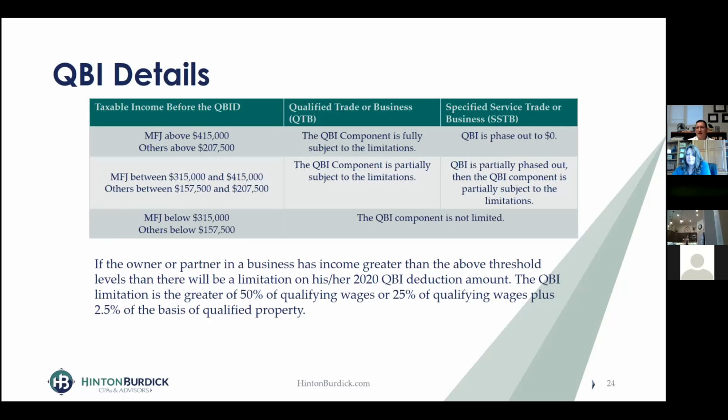If they're in a specified service trade or business, I'm not going to get into that, but accountants, attorneys, typically white collar businesses, they are in that, and the QBI is phased out to 0. The limitation, if you look at the bottom of the slide, if the owner's individual income is above that threshold, the QBI limitation is the greater of 50% of the qualifying wages, or 25% of qualifying wages plus 2.5% of the basis of qualified property.